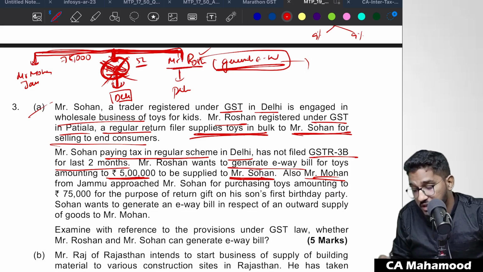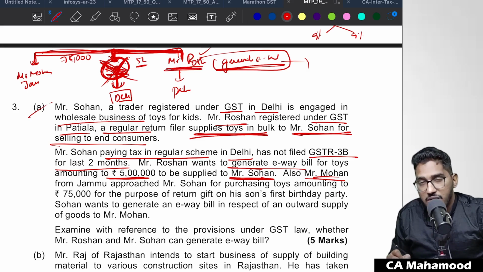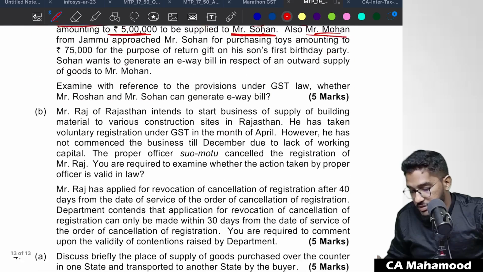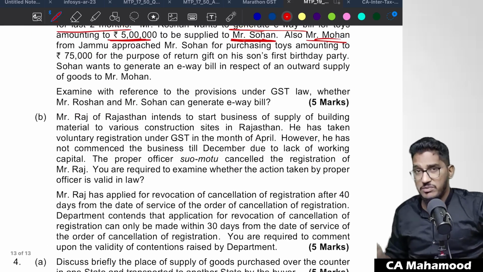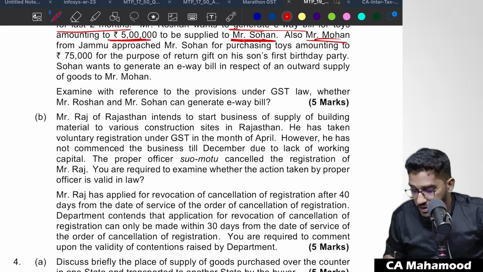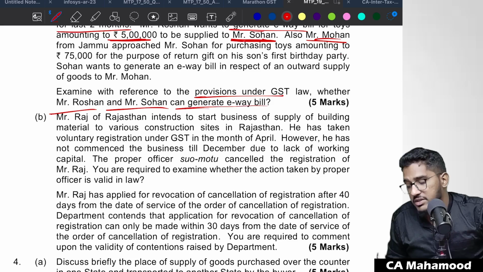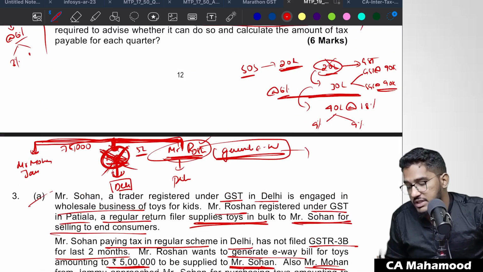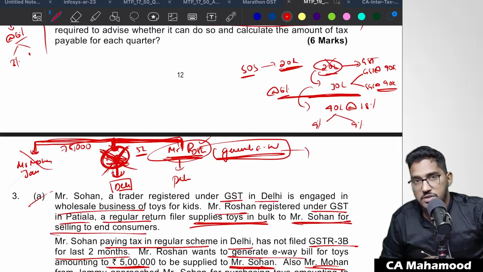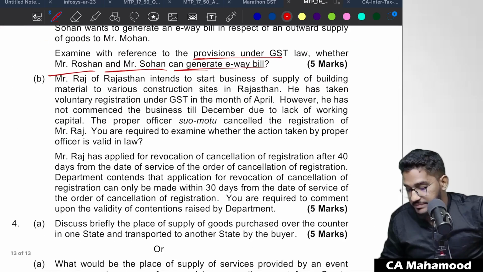But Mr. Roshan, can he generate the e-way bill of whatever goods he is supplying to Sohan? Yes, he can do it. So Roshan can generate the e-way bill, but here Sohan cannot generate the e-way bill on goods whatever he is supplying to Mr. Mohan. See how they play with the names and all to make you more confused. So examine with reference to the provisions under GST law whether Mr. Roshan and Mr. Sohan can generate e-way bill. There is no problem. Mr. Roshan can generate the e-way bill, but Sohan cannot generate the e-way bill. That is a summary.